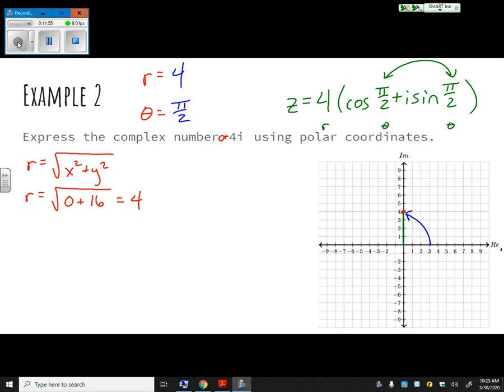Some people say, well, I want to go ahead and simplify this all the way down. Hold your horses, we're going to get to that. But if I was to actually simplify this all the way down, I would get back to this z equals 4i. Let's do one that does not land on a quadrant angle, on an axis.